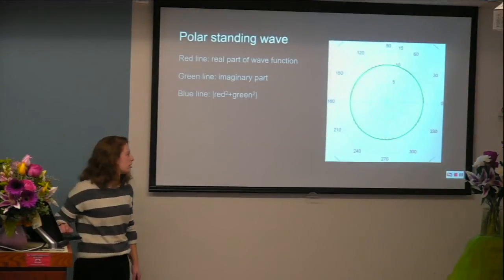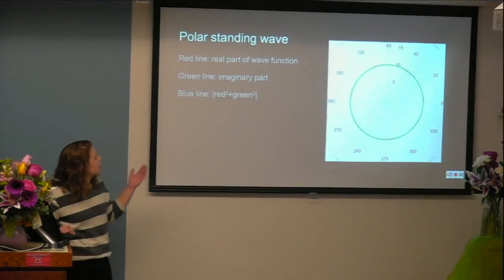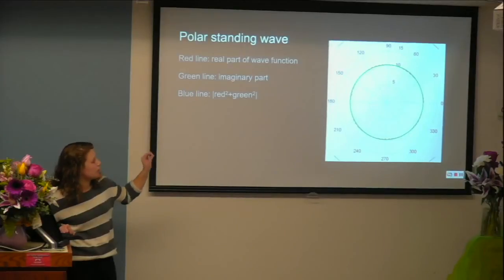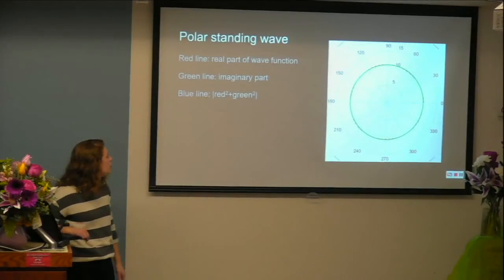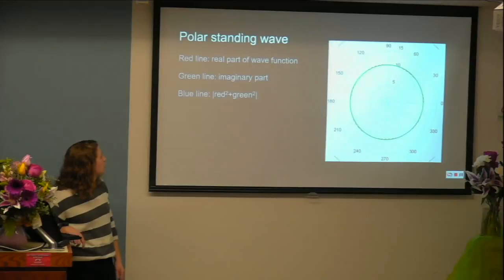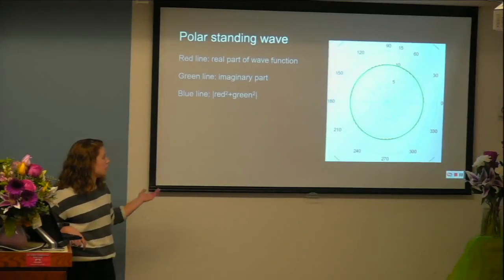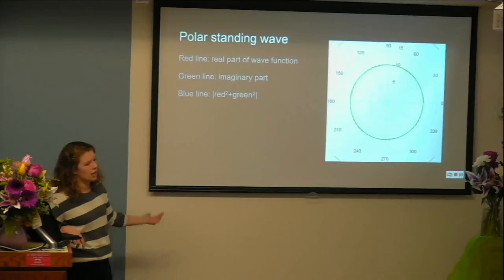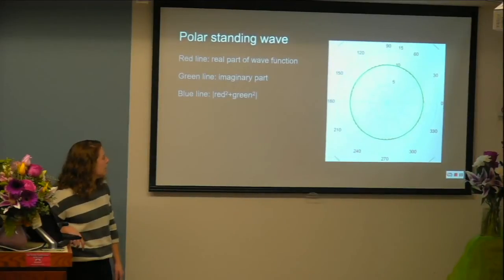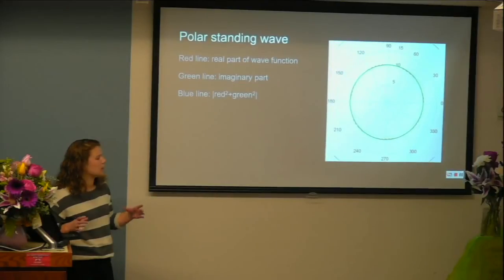So here is just a polar standing wave, and the red lines are all kind of overlapping, but just imagine with me, and we'll see them on later plots. The red line is the real part of the wave function, and the green line is the imaginary part, and then the blue line is the combination of those, which is the red line squared plus the green line squared, and the absolute value of that. And then the blue line shows the stability of the electron in each node and orbital.